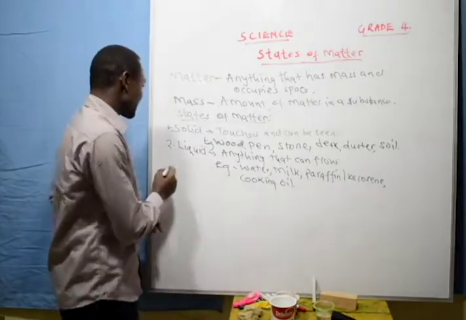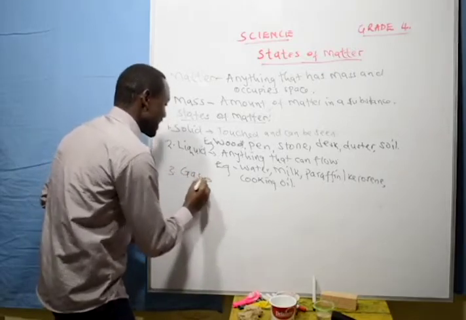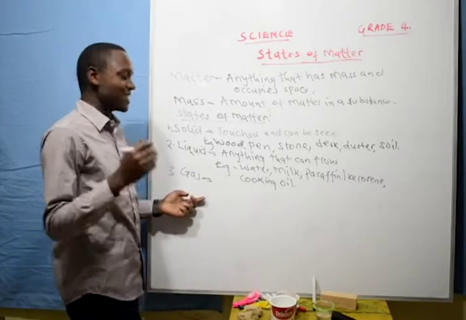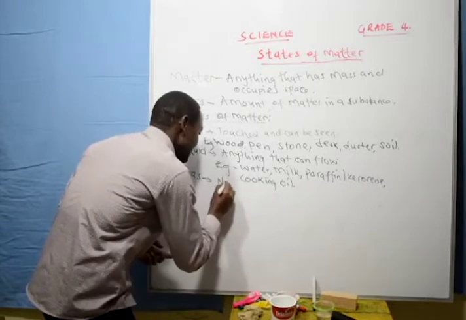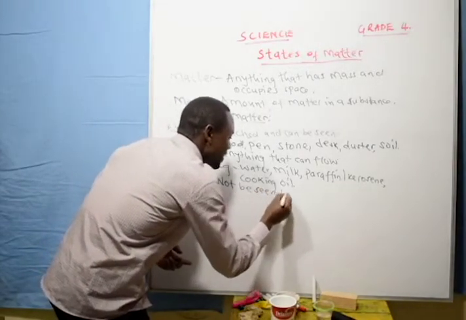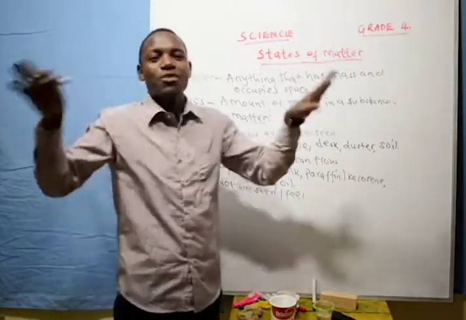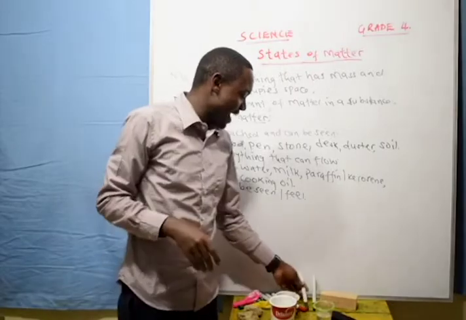Then we have the third state of matter, which we call gases. A gas is anything that cannot be seen. Cannot be seen, but we can feel it. We feel gases, but we cannot see gases. For example, the air around you is a gas.